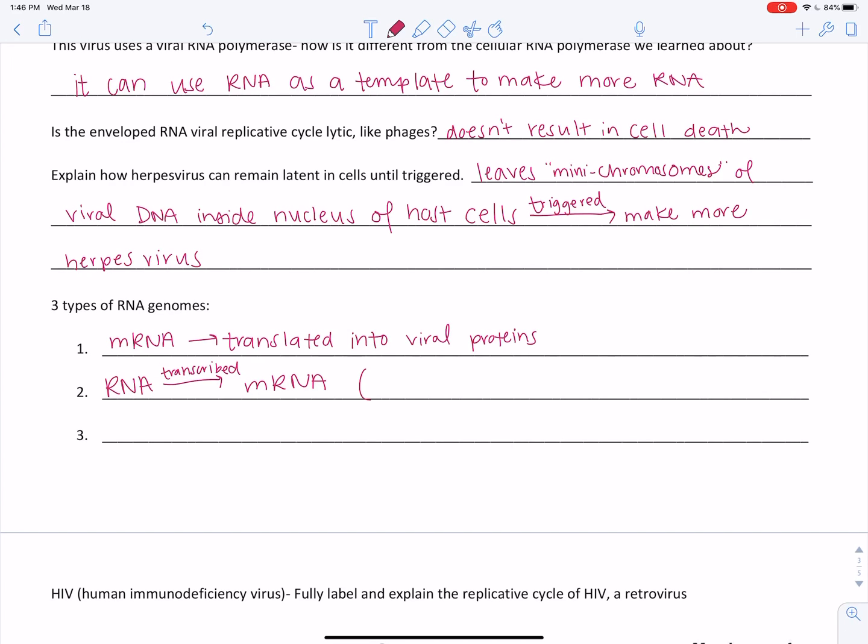This is different than our central dogma because it is something where RNA is used as RNA, and this requires RNA polymerase. And again, viral RNA polymerase, different than yours.